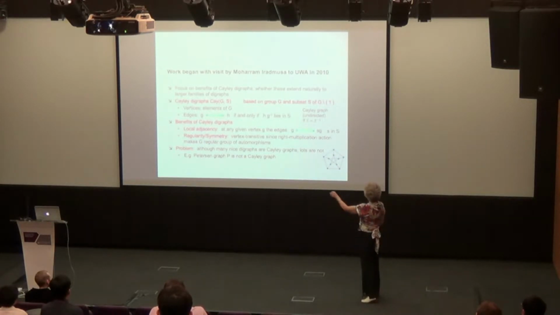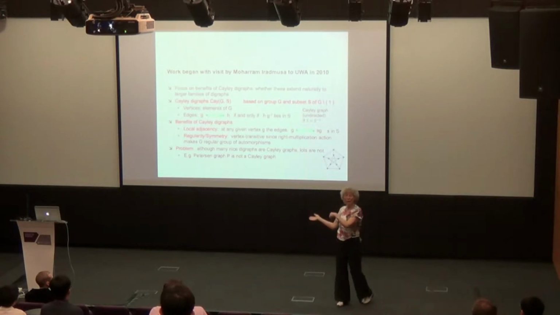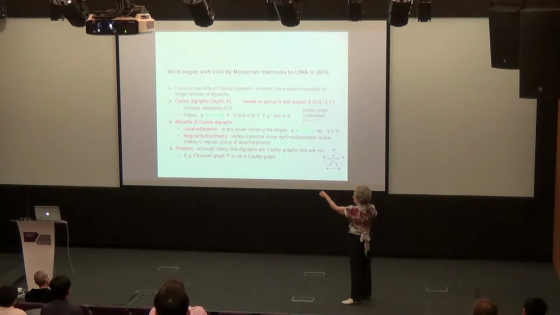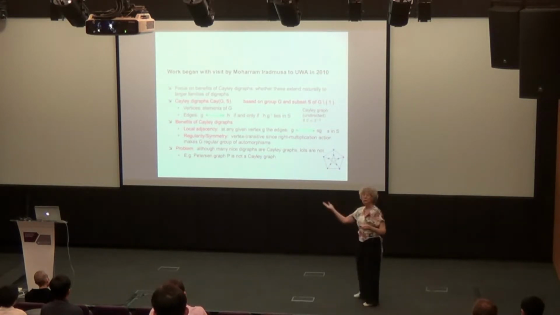It's also got a lot of symmetry, and I love symmetry, which is why I've often worked on Cayley graphs. All Cayley graphs are vertex transitive, because the right multiplication action by the elements of the group obviously takes out edges to other out edges, and this tells us that the group G is acting regularly as a group of automorphisms.